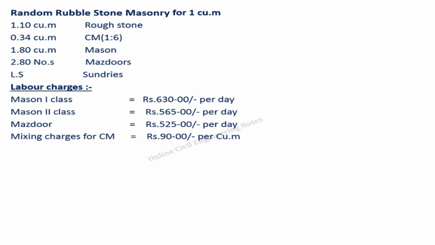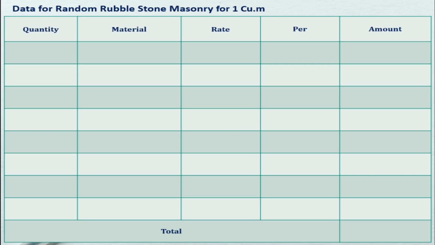The rough stone, cement mortar, mason, mazdoor, sundries. This data is given, and also labor charges, wages for different types of workers are given, and mixing charges for cement mortar is 90. Calculate the random rubble stone masonry cost per 1 cubic meter. Prepare this table: quantity, material, rate per amount, and enter the data given in the question.